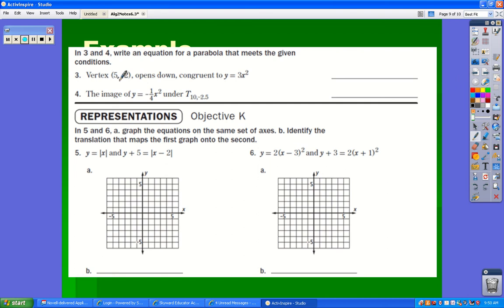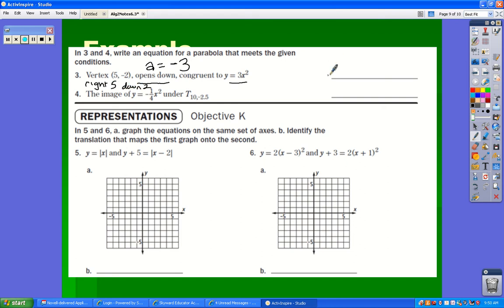If the vertex is (5, negative 2), it opens down, and it's congruent to y equals 3x squared, what is the equation going to be? Well, this is telling me that A is going to be negative because it opens down, and it's going to be negative 3 because it's congruent to y equals 3x squared. This vertex means I'm going to the right 5 and down 2.